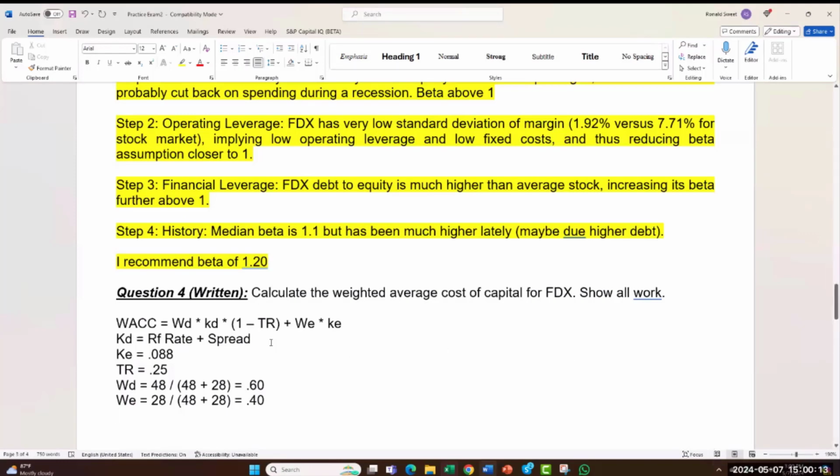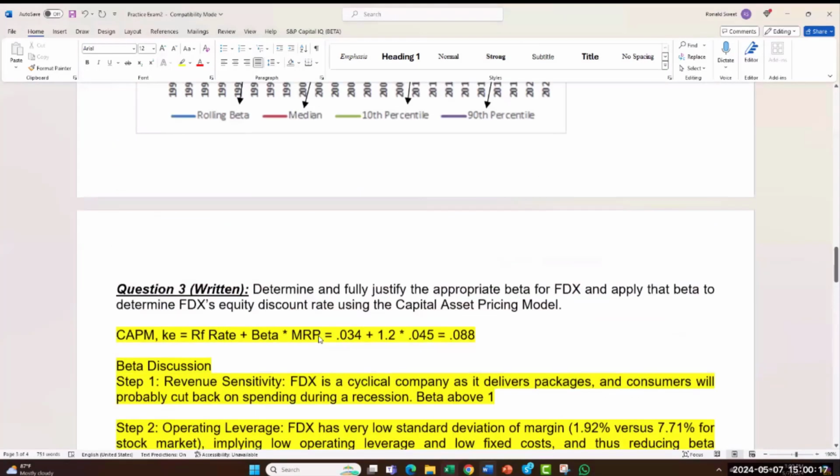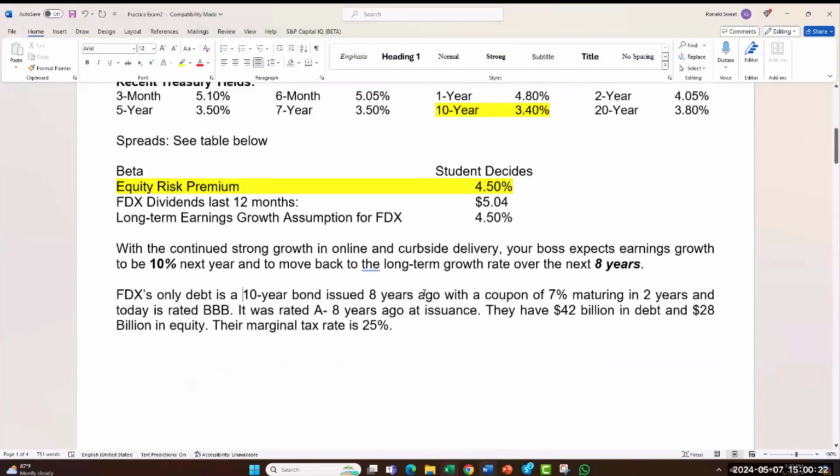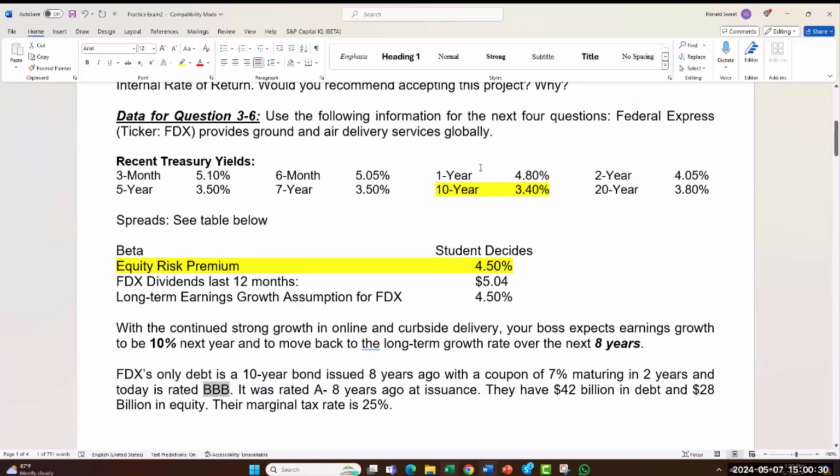So the only thing we're missing here really is the spread. I mean, the risk-free rate plus the spread. So we'll go up here. And it says they have a 10-year bond issued 8 years ago. So it's a 2-year bond. And it's rated double B, triple B today. So that's all we care about. 2-year bond, double B. So 2-year bond, we want the 2-year treasury. So that's 4.05.